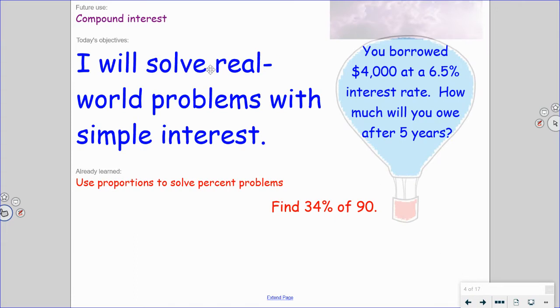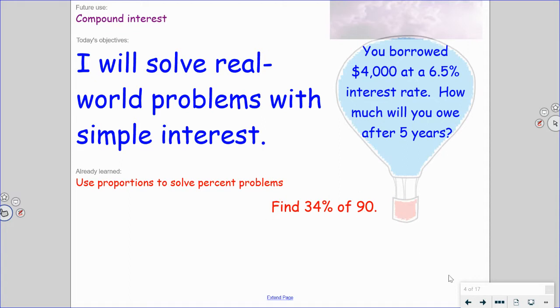The goal for today is to solve real-world problems. We're talking about borrowing money. We're talking about investing money in bank accounts that earn a simple interest rate. Now, as you can understand by the word simple, things are not always that simple in the financial world. In fact, sooner or later, you will be learning about compound interest and how your money can continue to compound and invest and increase at really impressive rates.